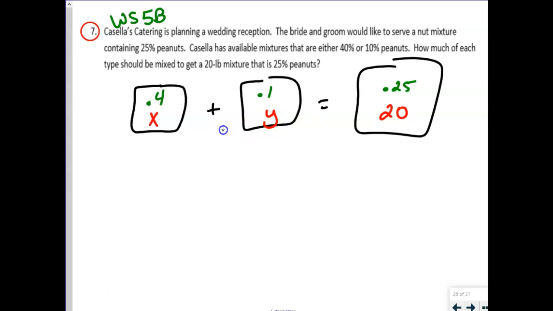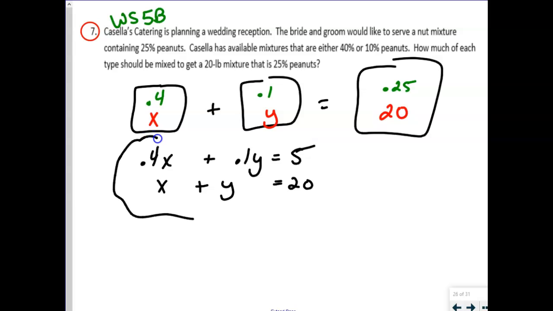So the first equation is going to involve the concentration or the percentage of peanuts in each of these. So this would be 40% times X plus 10% times Y, and then 25% times 20 would be a 5. But the other equation that we know is that X plus Y has to equal 20. So this would be a great system for you to solve through whatever method you want.